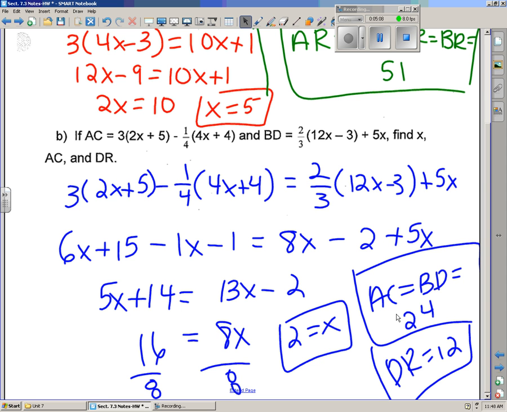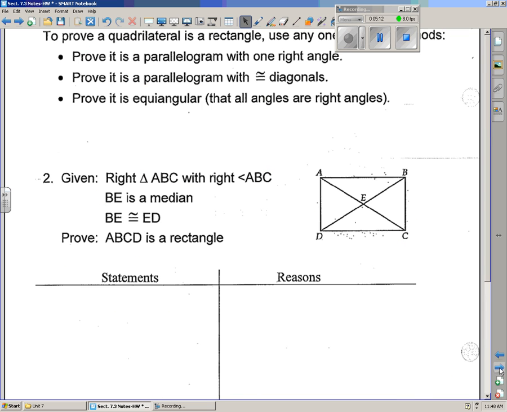Okay, so now we get into the proofs. Proofs. So we're dealing with quadrilaterals. To prove a quadrilateral is a rectangle, use any one of these following, okay? You could probably even use other methods too, but one of the ones that happens most often is to prove it's a parallelogram that has one right angle. Okay, that's like the definition.